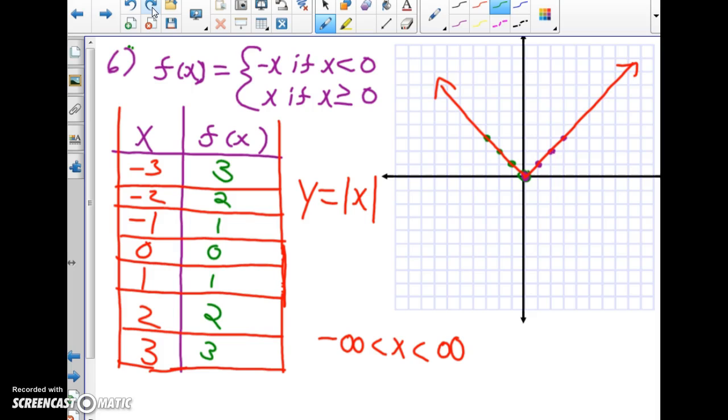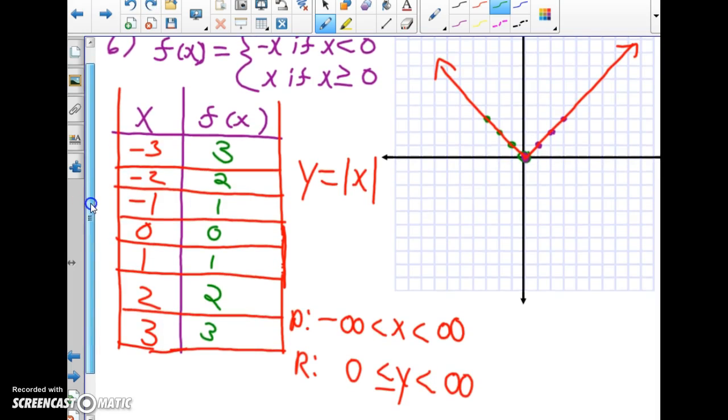Okay, let's go on. So that's the domain. Let's talk about the range. What's the range of that thing? Zero to infinity, straight curvy. Or the way they did it first period, with inequality notation: y is greater than or equal to 0, less than infinity. Both are right, just different ways of doing it. So that's how you do it with inequality notation.